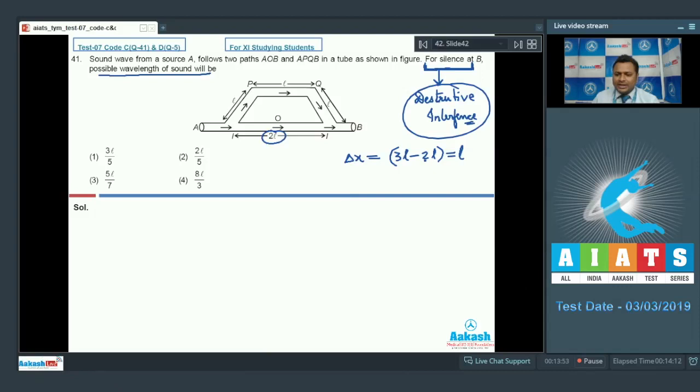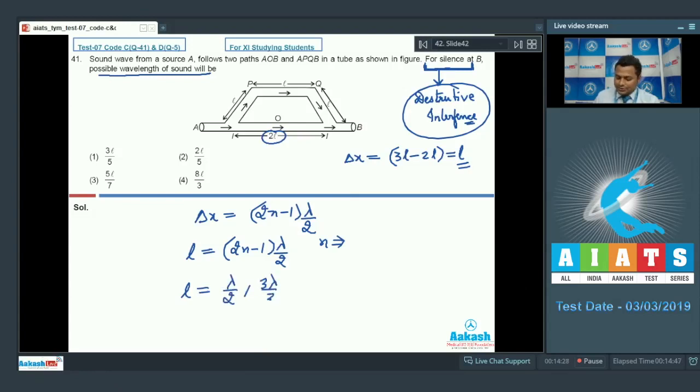And we know very well about the condition of destructive interference. For destructive interference, the path difference must be equal to 2n minus 1 times lambda by 2, where lambda is the wavelength. Now, we already have calculated the path difference. So putting here, we get L equals 2n minus 1 lambda by 2, where n is 1, 2, 3 and so on. So, after putting the values of n, we can get L equals lambda by 2, 3 lambda by 2, 5 lambda by 2, 7 lambda by 2 and so on.